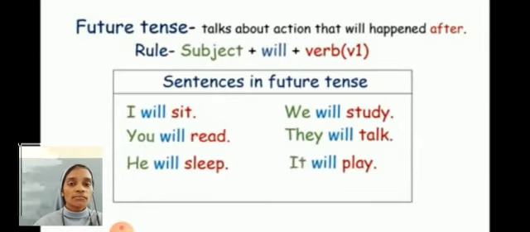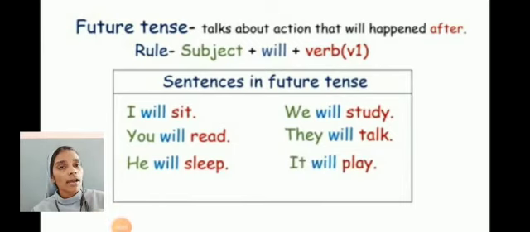Next we can see future tense. It talks about the action that will happen later. That means it describes the things that have yet to happen, that will happen after some time. For example, I will sit, you will read, he will sleep, we will study, they will talk, it will play. So what is the rule? Subject, then will or shall, then the base form or first form of the verb.